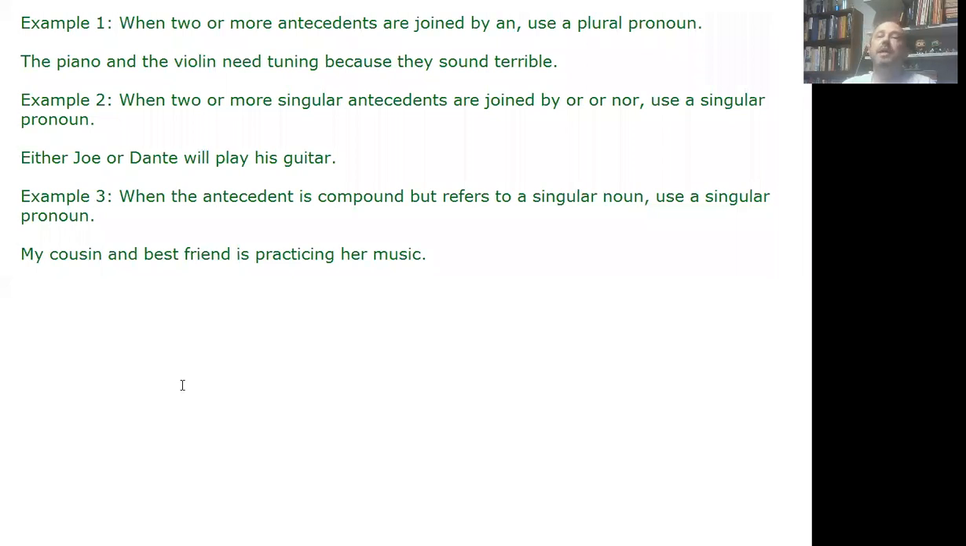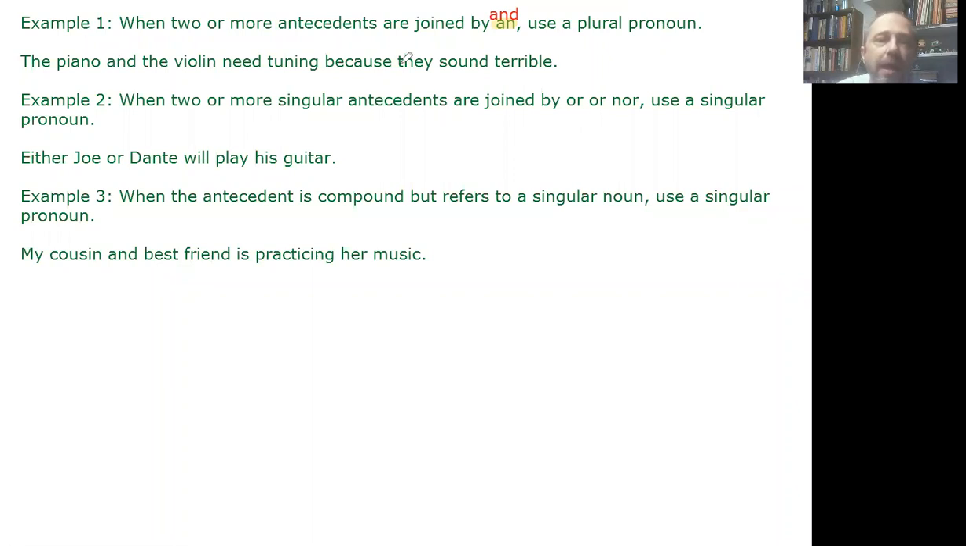All right. For example 1, I forgot to correct my typo. Oh my goodness. Well, these things happen. When 2 or more pronouns are joined by the word and, that should say and, not an. I'm going to put the word and up here. There we go. And I use a plural pronoun. So for example, back to our example, the piano and the violin need tuning because they sound terrible.